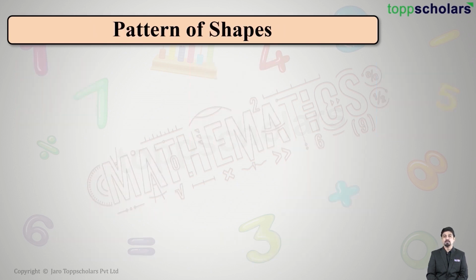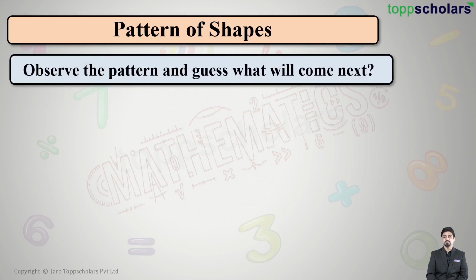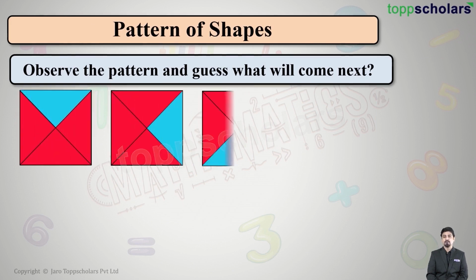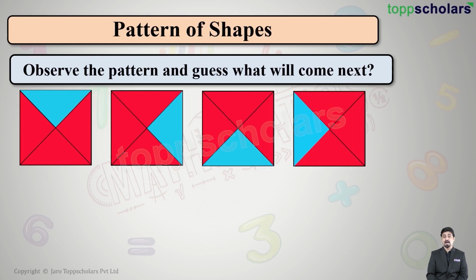We will begin with pattern of shapes. So we have to observe the given pattern and guess which figure will come next. So here is our first pattern and we have to guess what will come on the fifth place. What do we see? We have a square with three red colored triangles and one blue colored triangle in each figure. But look at the original shape.